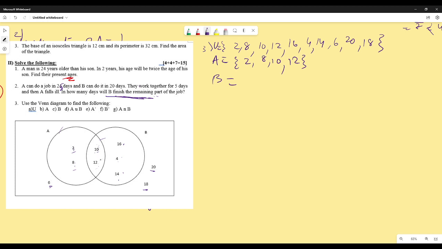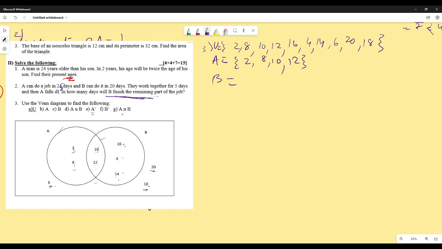So what all are not present in A is 16, 4, 14, 20, 18 and 6. All these are not present in A, so they will all make up A complement. Same goes with B complement. Everything which is not present in B is included as B complement. So again we have 20, 18 and 6 and along with that we have 2 and 8. That makes it B complement.